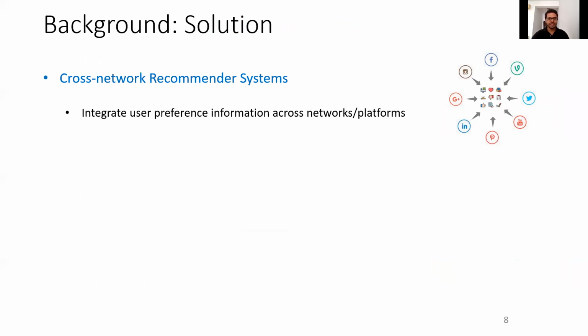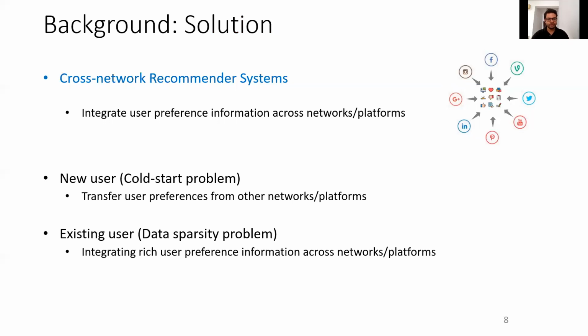And all the interactions that he performs on these networks showcase his preferences from a diverse perspective. So if we can combine all these interactions together, we can create more complete user profiles containing information about his overall preferences from a diverse perspective. So that means for new users, we can directly use information about their preferences from other networks. So although we don't have preference information on a particular target network, we can get his information from other networks.